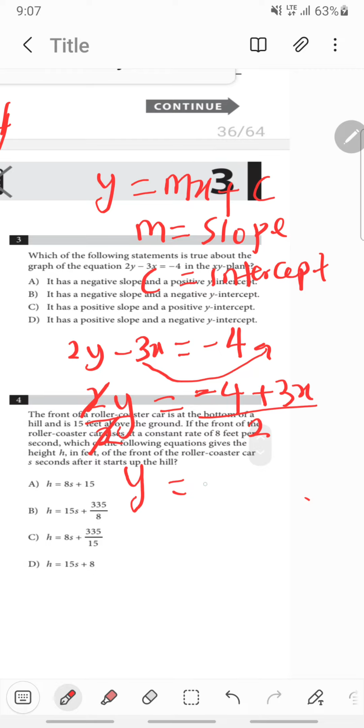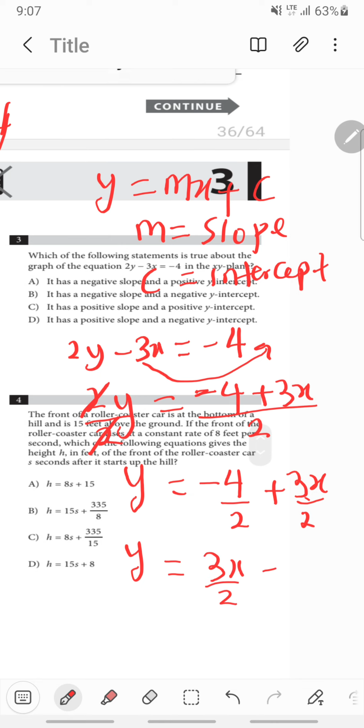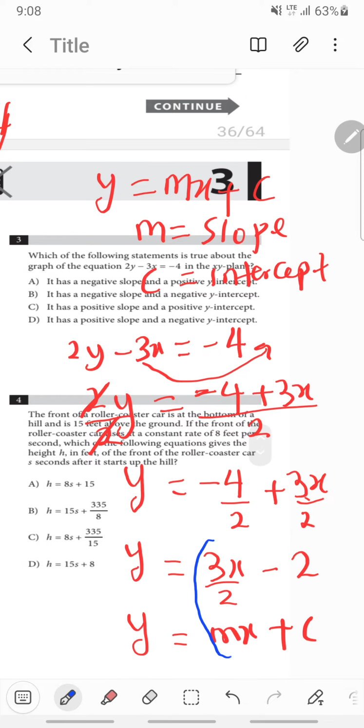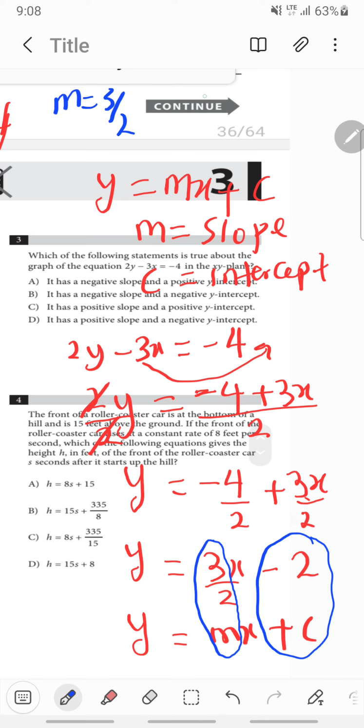And I will have y is equal to minus 4 over 2 plus 3x over 2, and y is 3x over 2 minus 2. So if you compare this to y is equal to mx plus c, which is the general equation of a line, our m here is the coefficient of x, and our c is this. So if you compare it, we see that our m is 3 over 2, which is positive. It doesn't have any negative sign. And c, on the other hand, is minus 2.